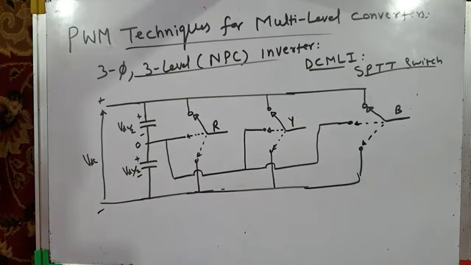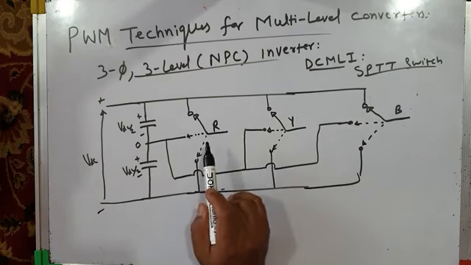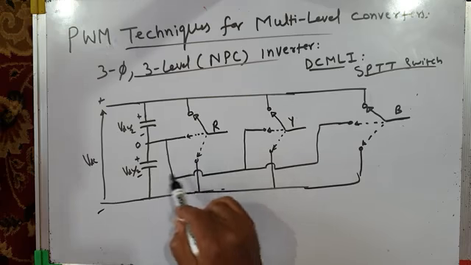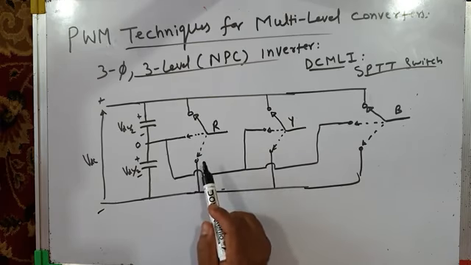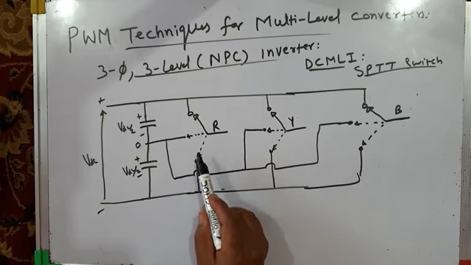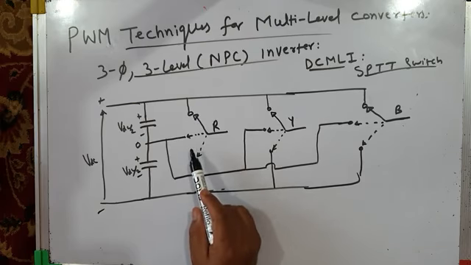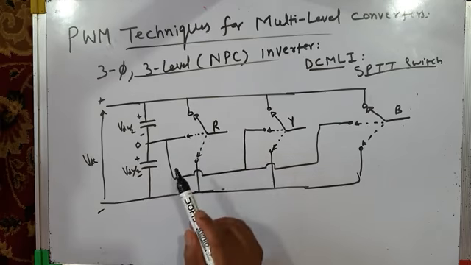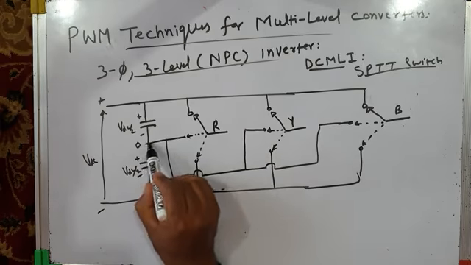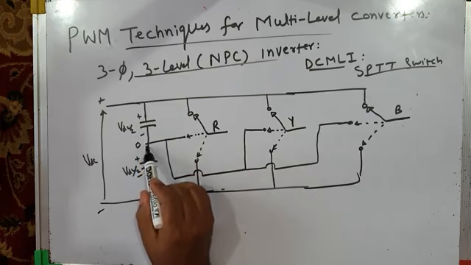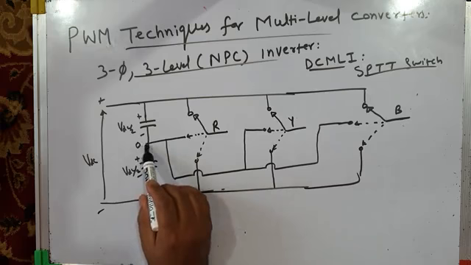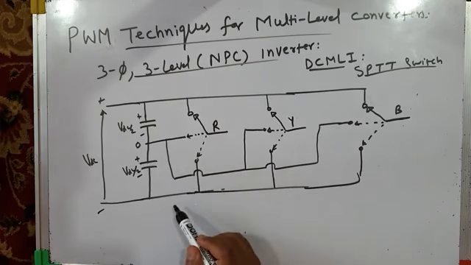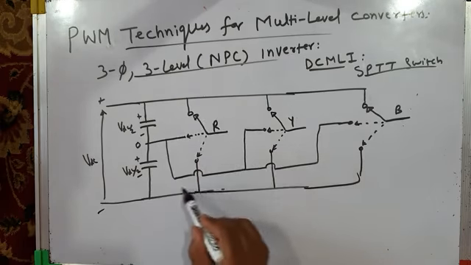In a two-level converter we have a single pole double throw switch, but a three-level or neutral point clamped converter is implemented using a single pole triple throw switch. And this midpoint of the DC bus capacitors is not available for connection in 2-level converters, but it is available for connection in 3-level converters. Let us concentrate on phase R.